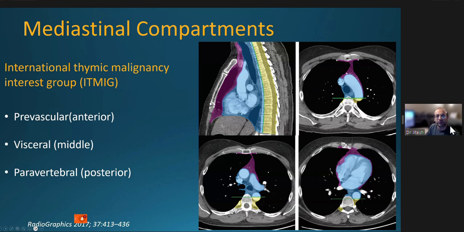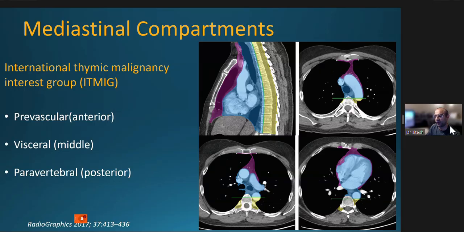And for the middle mediastinum or visceral compartment, again, we draw an imaginary line, which is posterior to the anterior margin of the vertebral bodies. So the space between the posterior aspect of the anterior compartment and this imaginary line is the visceral mediastinum. Anything behind this imaginary line is the posterior mediastinum. So this yellow is the posterior mediastinum, this is the visceral mediastinum, and this purple is the anterior or prevascular mediastinum.